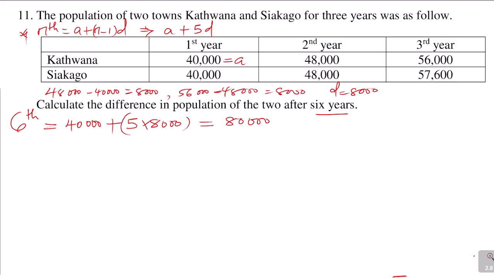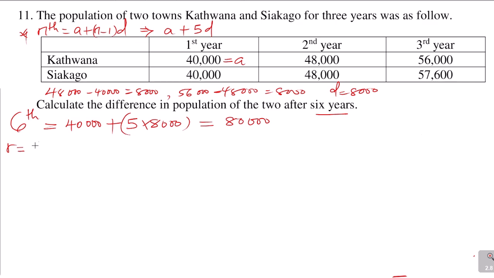Then after getting that, now we go to Siakago and notice what is happening there. For Siakago, the first year is 40,000, second year 48,000, third year 57,600. That one is not a common difference, but you can check: 40 to 48, that is 8,000, then 48 to 57.6, that is a difference of not 8,000. That one is 9,600. So that is not a common difference. We can test whether that is a GP with a common ratio. Let's check whether there is a common ratio.